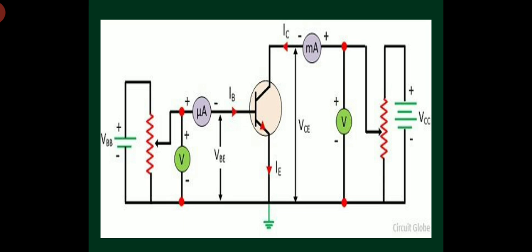So what I will do, I will make VCE constant at different levels, and I will vary VBB here such that VBE is varied and also IB increases. Okay, so if I vary VBB here, then input voltage and input current will also vary, by making output voltage constant at different levels.